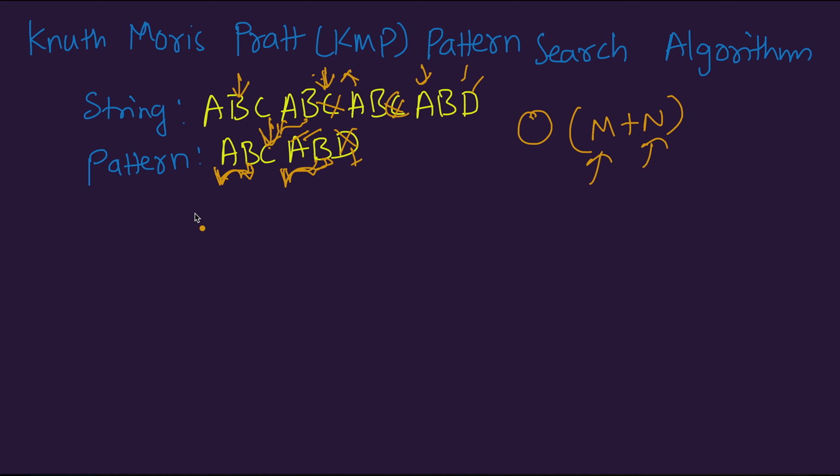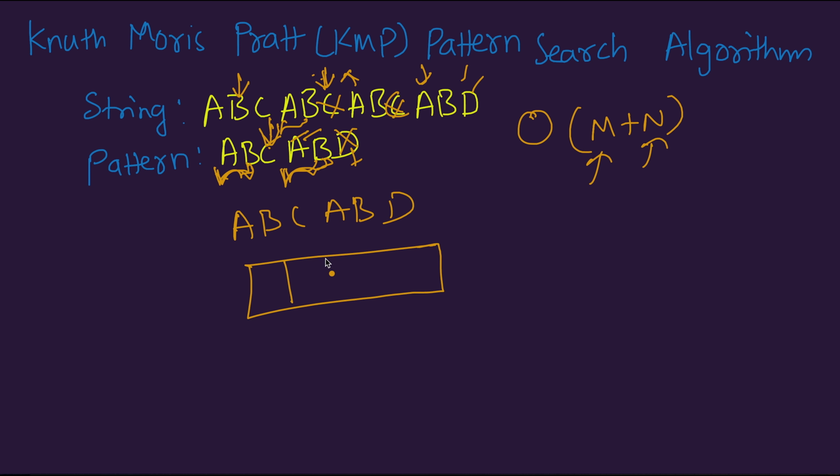Initially, we initialize an array for this pattern. For the given pattern ABC and ABD, we take an array and initialize it for storing the prefix and suffix indices. Let me show you what I'm talking about. So now we have an array. Initially A appeared only once, so there is no prefix, so it's 0. B appeared only once, there is no prefix, so it's 0. C appeared only once, it's 0.